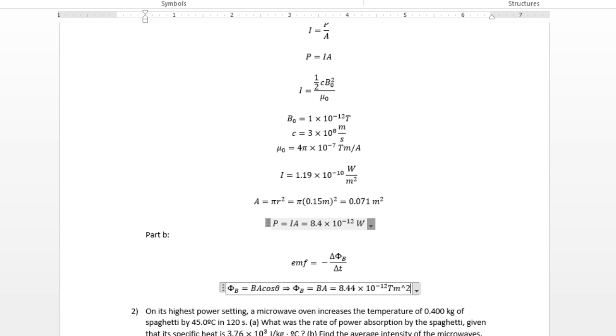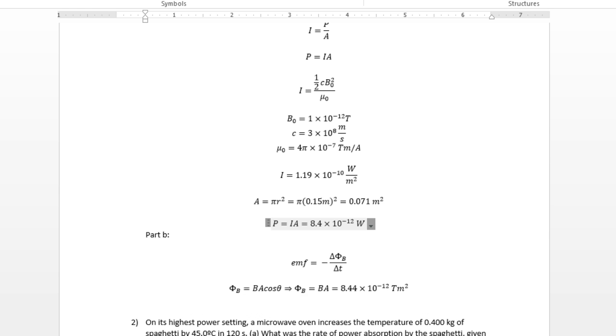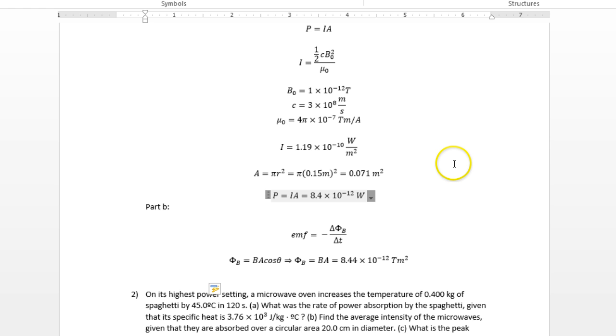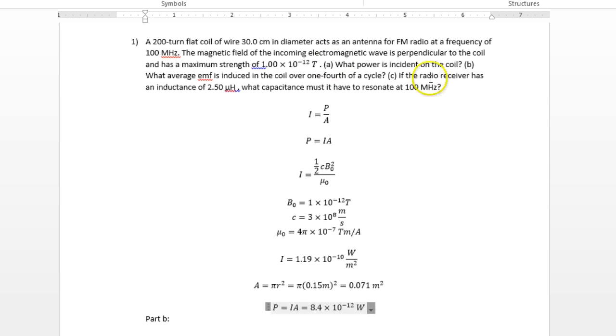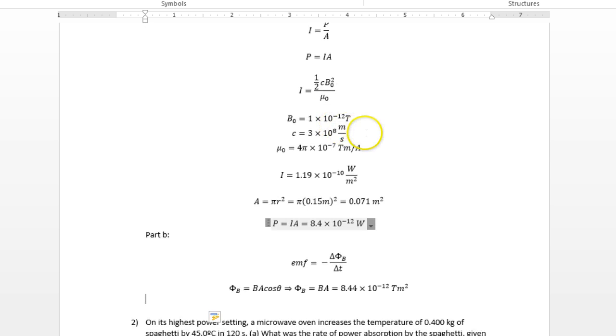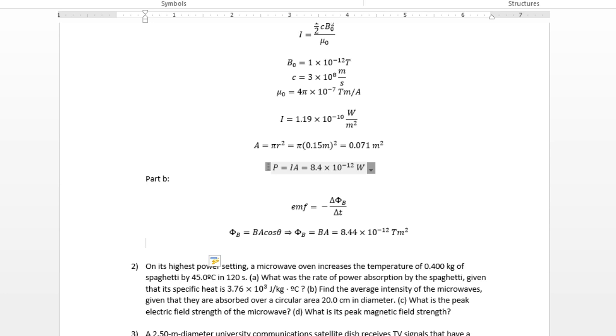Tesla meter squared, right? That's the flux. That's the peak flux, right? And in 1/4 of a cycle, if you remember correctly, when you look at a cycle, it starts up and down, right? In 1/4 of a cycle, you go from the peak down to 0.